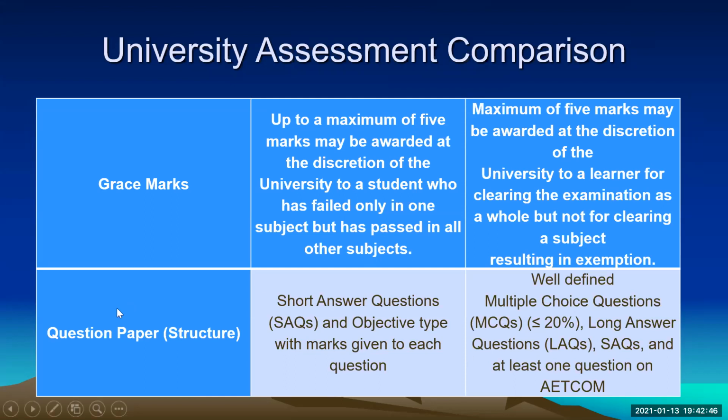Then regarding the question paper, the structure of the question paper as mentioned in the GMER 97 was short answer questions and objective type with marks given to each question. Only this much was mentioned, but in our new curriculum, it is well defined. There should be MCQs which should not constitute more than 20% of the total marks. There should be long answer questions, actually structured essay type questions. There should be short answer questions, and an important aspect, there should be at least 1 question on AdCom. So this is again a new addition as regards the structure of the question paper.